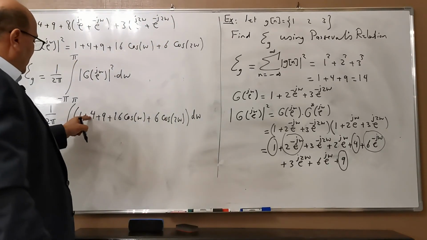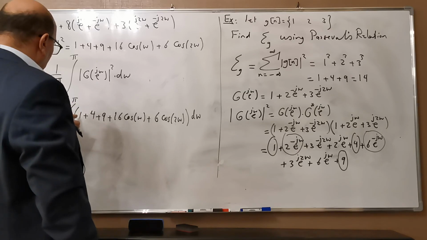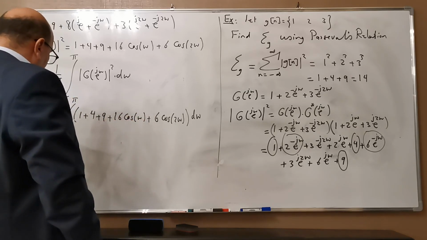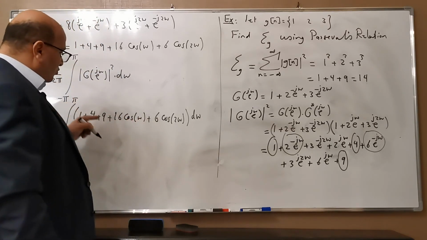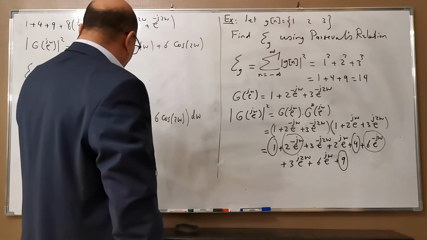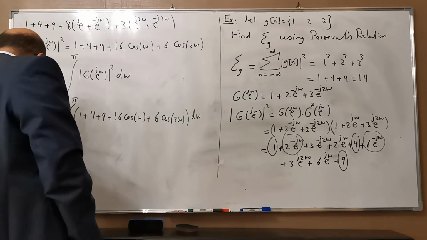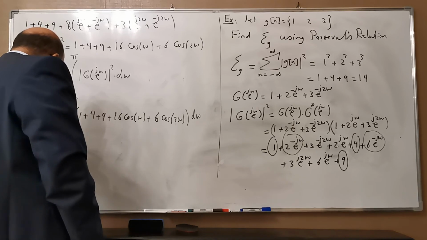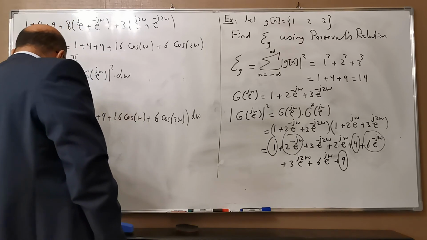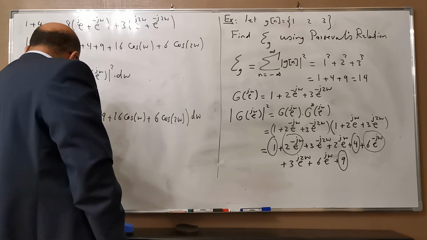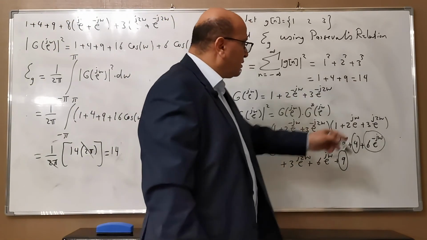Now those, 1 plus 9 plus 4, are constants. They add up to 14. Integrating d omega from minus pi to pi gives 2 pi. For the 16 cosine omega term, the integration of cosine omega from minus pi to pi is 0, and the cosine 2 omega term is also 0. So we end up with 1 over 2 pi times 14 times 2 pi, and the 2 pi cancels. We end up with 14, which is the same answer that we got here.